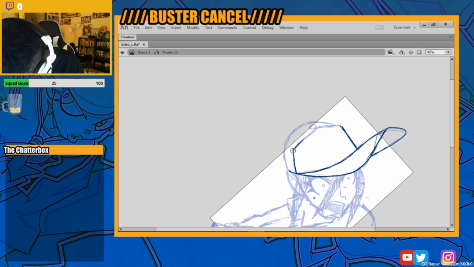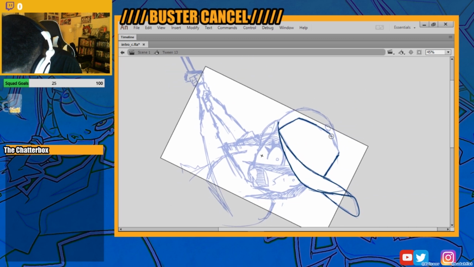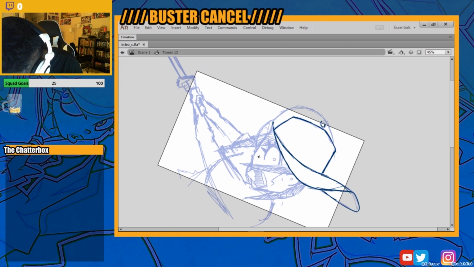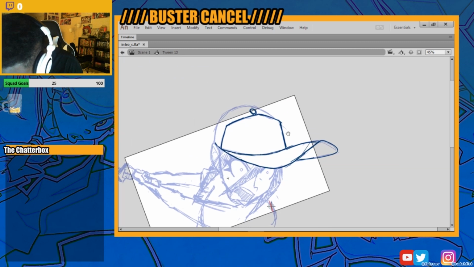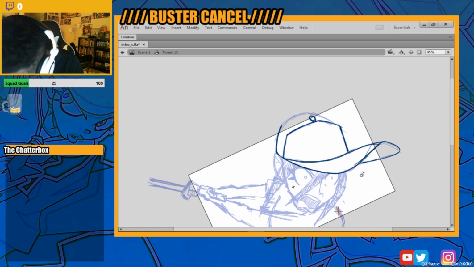Toon Boom's pretty dope, though. I think I said this before, the biggest flaw is it's super convoluted for some things. It's definitely a better animation program than Flash, but that's not to say that Flash isn't still decent.